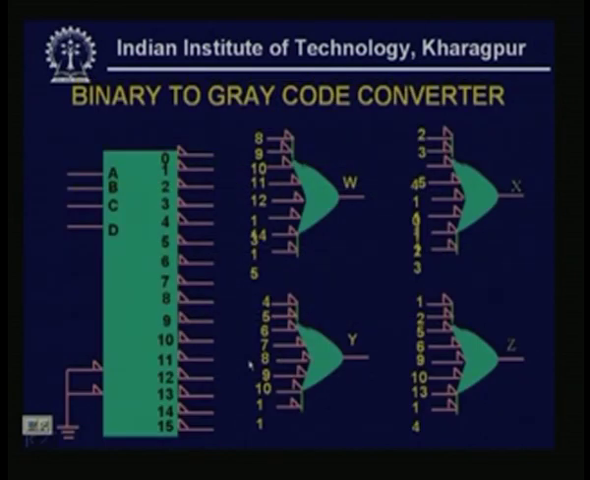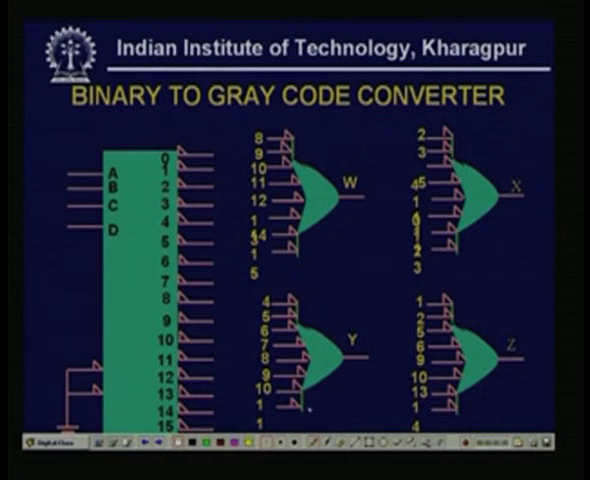So, the circuit will be like this. See, these are my four outputs W, X, Y, Z. If we observe, the inputs are 8 to 15. These are the decimal values I have written, and the ABCD inputs are given, then accordingly these outputs will be generated, which are fed to the W X Y Z generator.